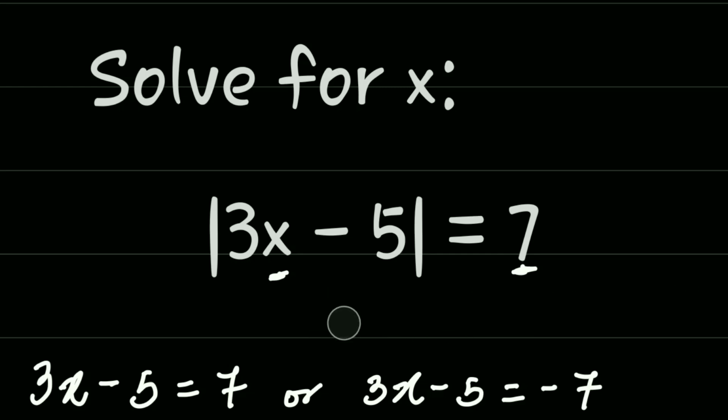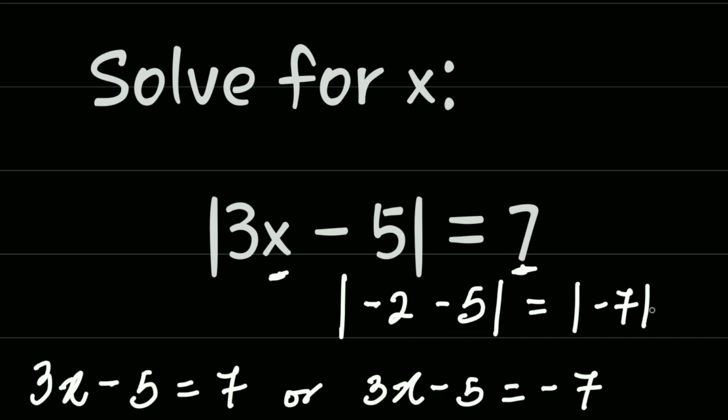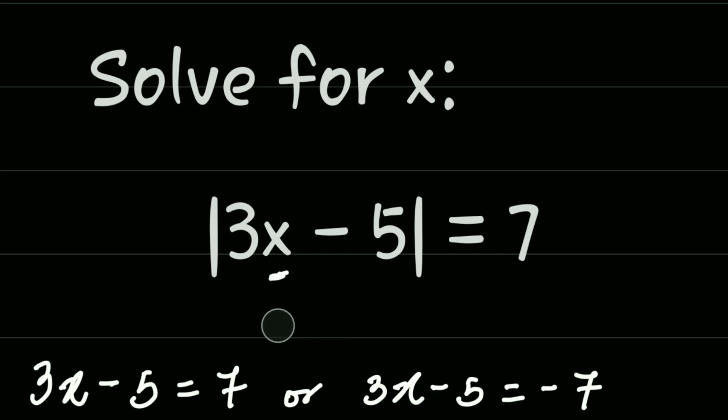Or when you substitute your x as minus 2 over 3, this is 3x. So 3 times minus 2 over 3 gives you minus 2. And so you have minus 2 minus 5 equals the absolute value of minus 7, and this equals 7. So x is either plus 4 or x equals minus 2 over 3.